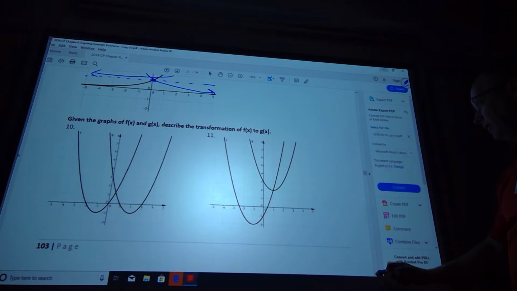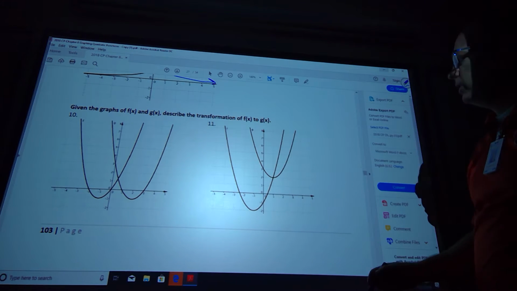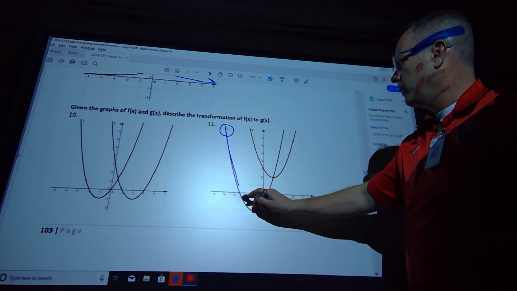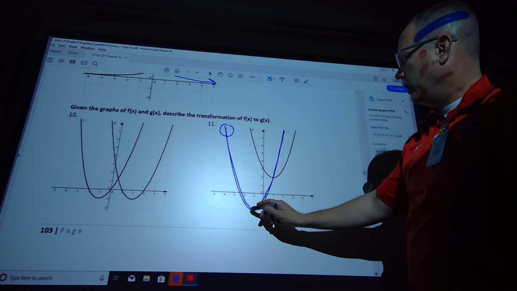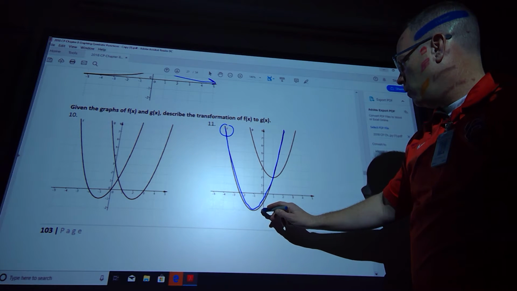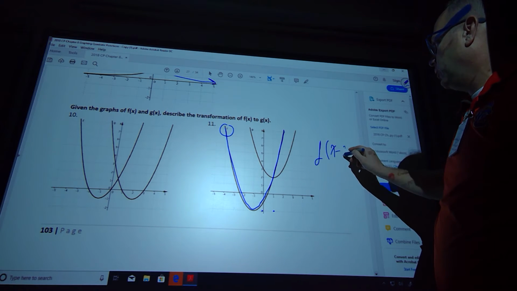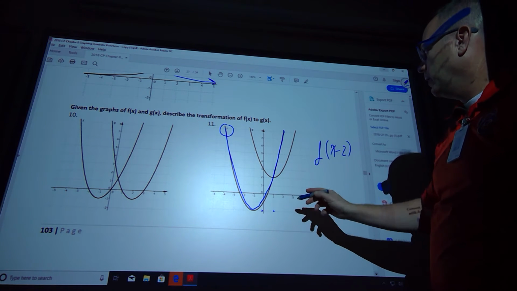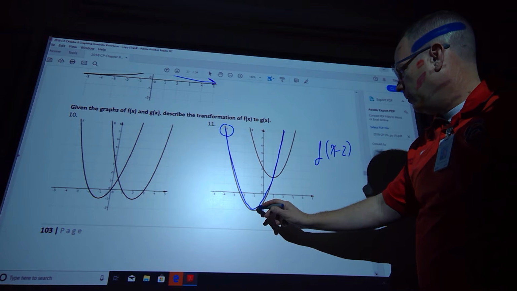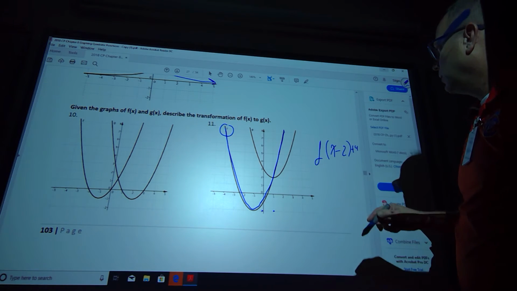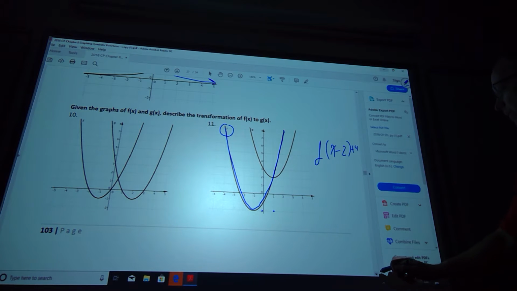Number 11 looks like we want to talk about what's the shifting that took place. So this was my original graph, this blue one here. Okay, so what did I do? I went over 1, 2. So that means I'm going to have f at x minus 2 because it's opposite if I shift right. And then it went up 1, 2, 3, 4. So I have a plus 4. So that's what that graph had done.